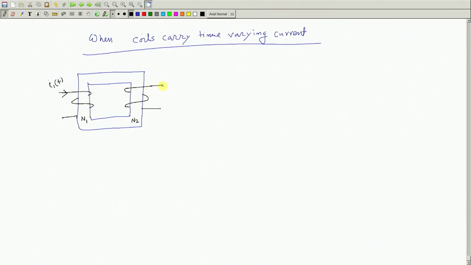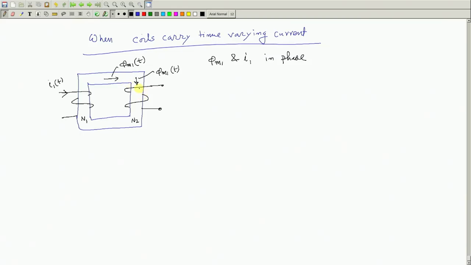Then the question is, this coil will produce a mutual flux, which is phi M1, and that too will be time varying. When this current is maximum, phi M1 will be maximum. When this current is negative, phi will be negative. So, this phi M1 and I1 are in phase, they will change together. Therefore, this flux, which is going to link the second coil, is a time varying mutual flux.